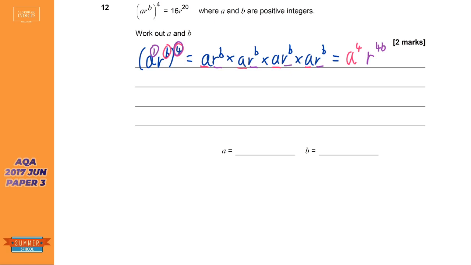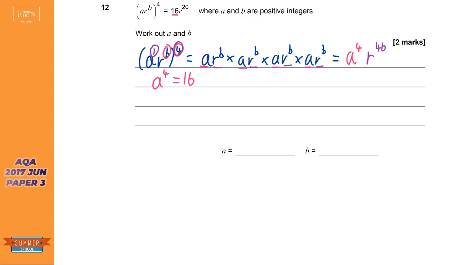So when we're answering this question, we're going to have a look at the A and the R separately, okay? So we've got A to the power of 4 is the coefficient of the R. In the question it says that's 16, so we know that's 16. So we've got to figure out what number to the power of 4 is 16. Well, to the power of 4 will make it grow massively, so it's going to be a really small number. And this is just a bit of trial and error.